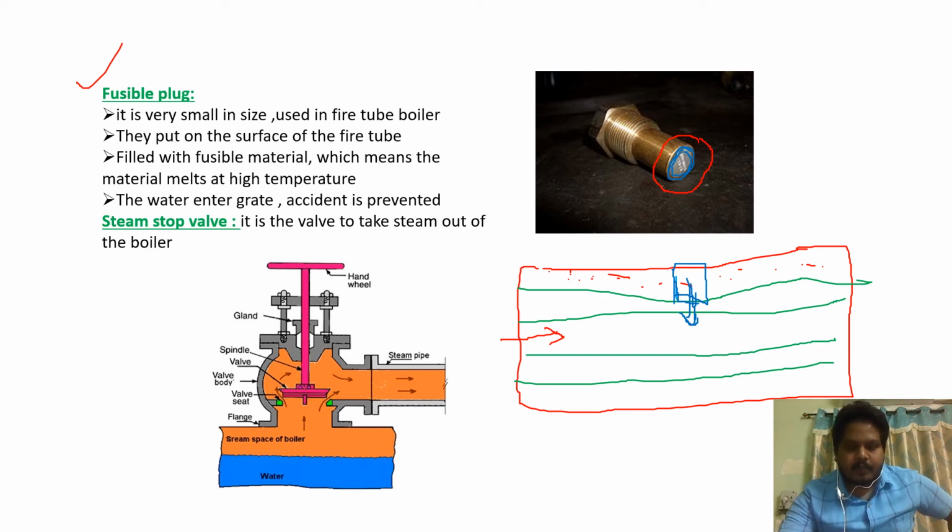The other type of mounting is the steam stop valve. It is used to take steam out of the boiler. As you can see in this figure, this is the shell. On the top of the shell there is steam. We have to take this out, so to take the steam from the boiler, here they fix the steam stop valve. It will have a hand wheel.